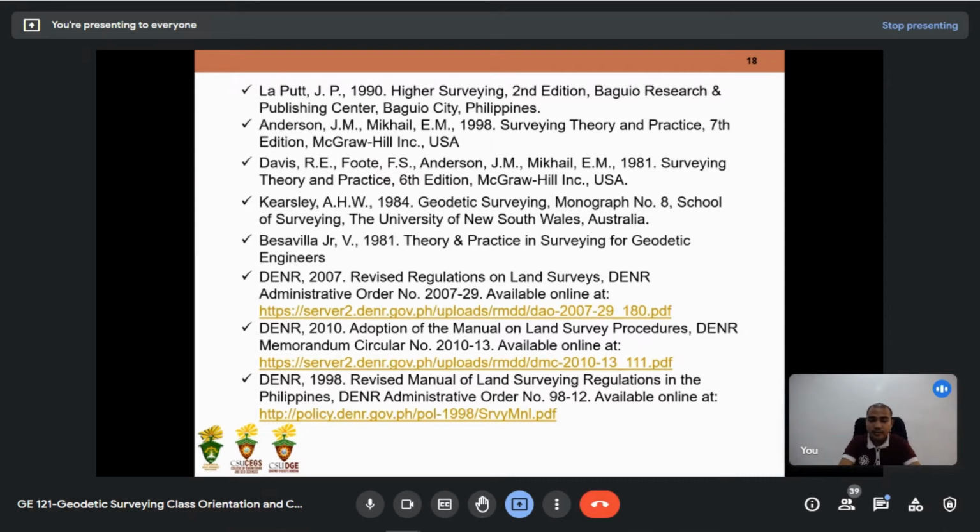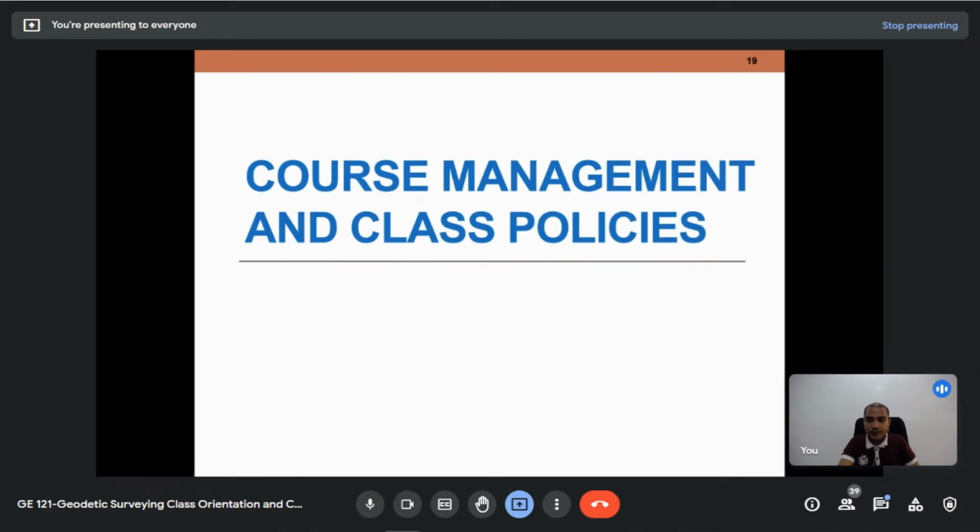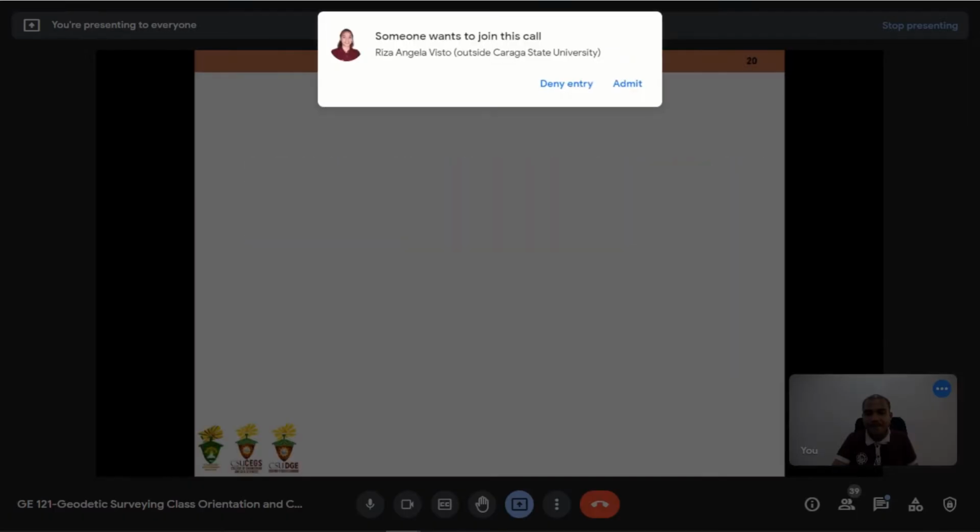And these three are memoranda or administrative orders given by the DENR, which is our concerned agency: DAO 2007-29, DAO 1998-12, and DMC 2010-13. So that is much for the course introduction. Let's go to the course management and policies, which we will now discuss.